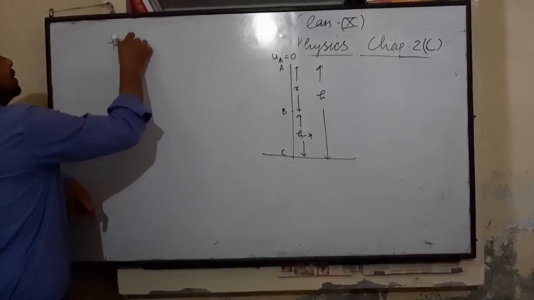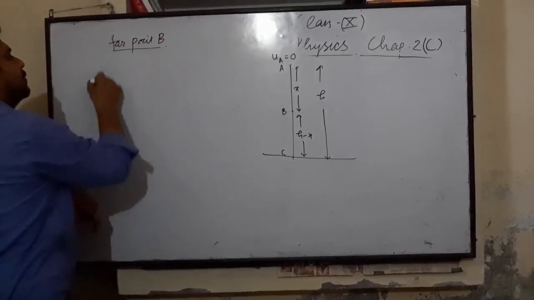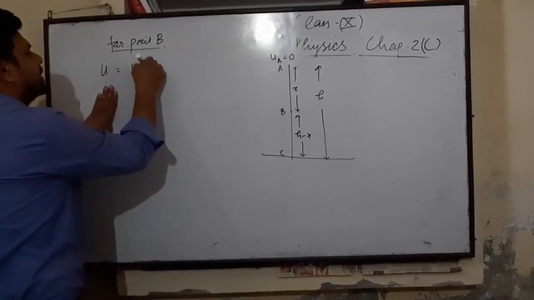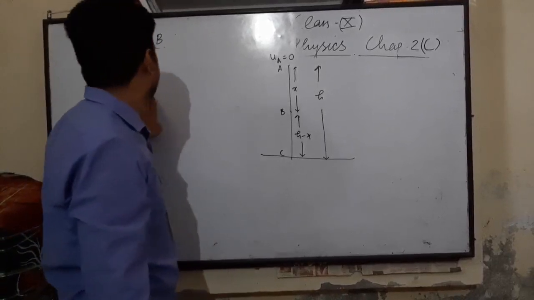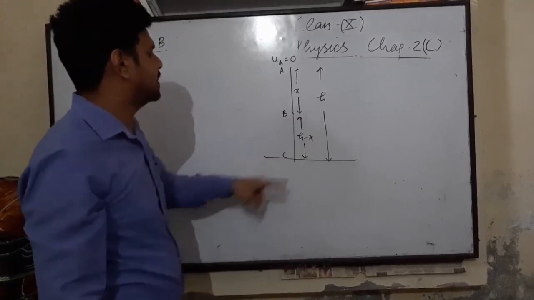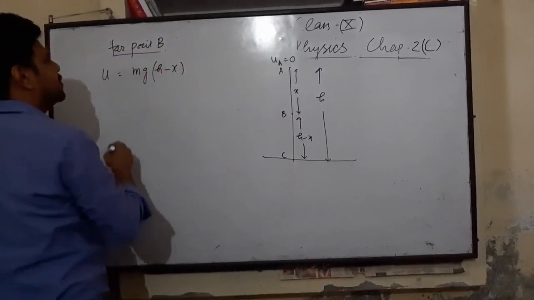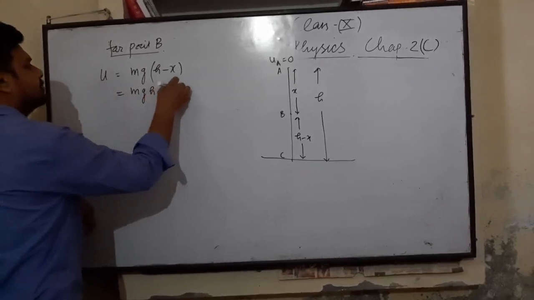For point B, potential energy is equal to mg into h. What is h? The distance between the object and the earth's surface. So at point B, the distance between the object and the earth's surface is h minus x. So potential energy will be mg(h minus x), or mgh minus mgx.